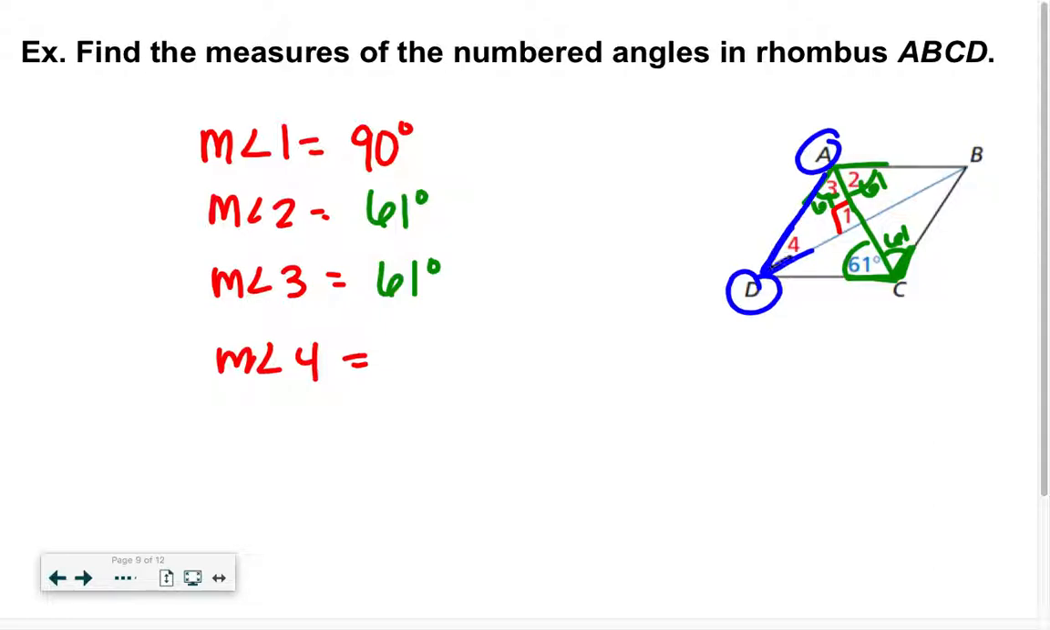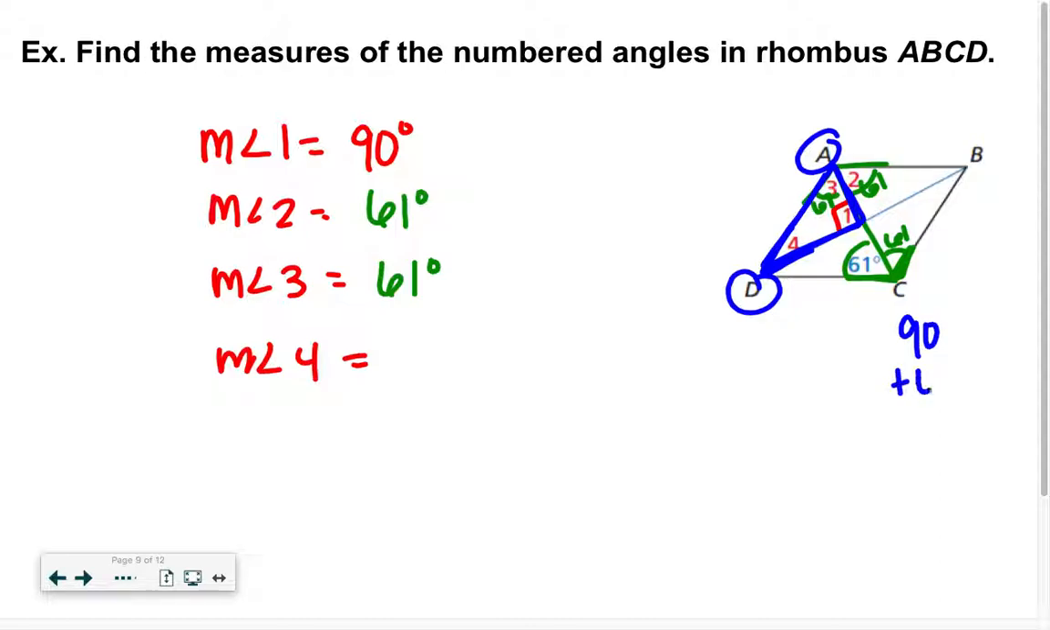Okay, so we have a triangle right here. This is probably what I would do. It seems like the easiest way to go here. We have a nice little right triangle, and we know that all three angles have to add up to 180. This one's 90, this one's 61, so we can take the 90 and 61 and take it away from 180, and that's how we can find angle 4.